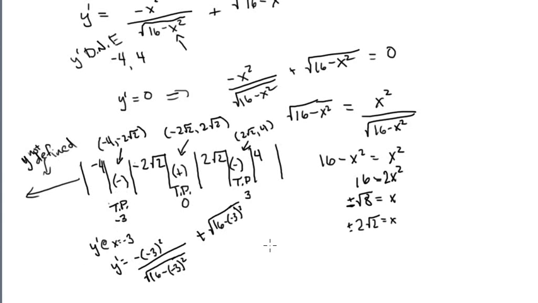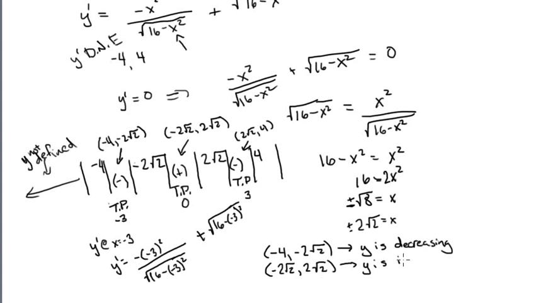So let's write out some of these intervals. On negative 4 to negative 2 square root 2, y is decreasing. On negative 2 square root 2 to 2 square root 2, y is increasing. And from 2 square root 2 to 4, y is decreasing again.